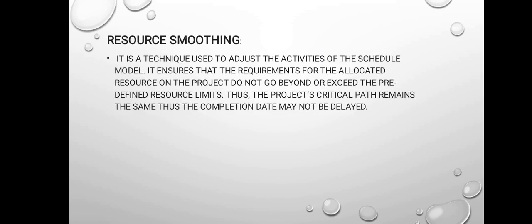Now, resource smoothing is basically a tool in optimization technique that schedules the resource requirements so that resources do not go below or beyond the predefined resource limits. It does not change the critical path, meaning the critical path remains the same. Thus the completion of the project may not be delayed.